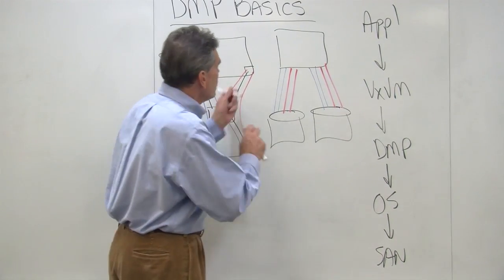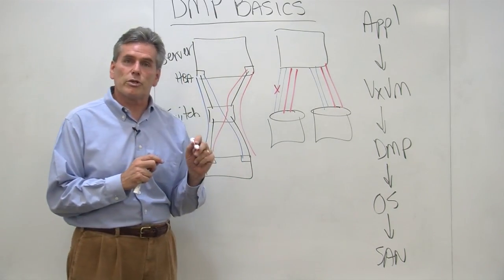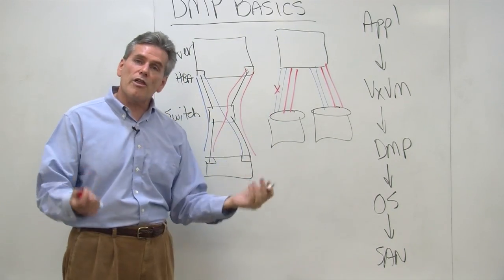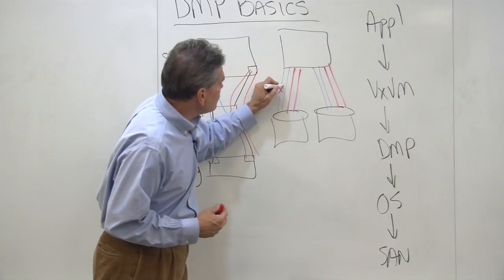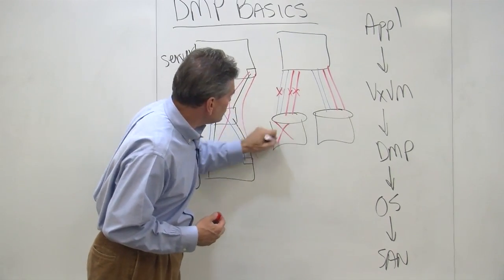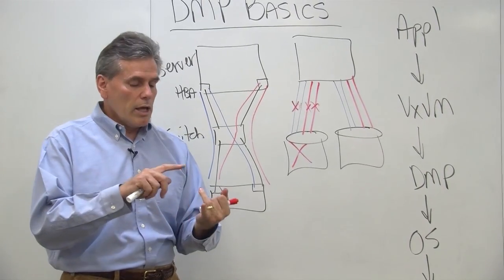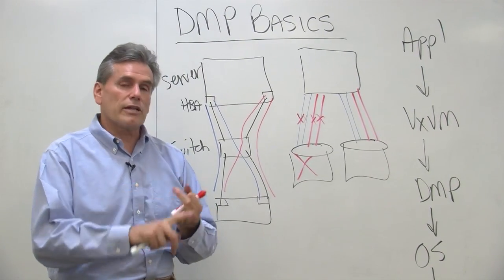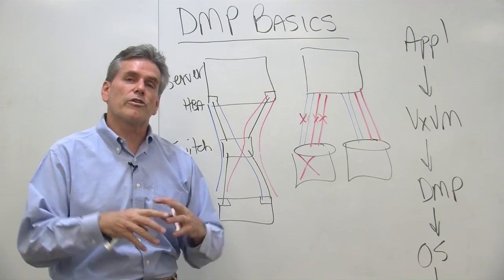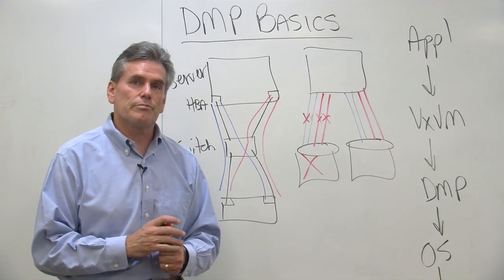So let's say that this path fails for some reason. DMP is going to select another path to go down. If all the paths fail, DMP would actually fail the I/O back to Volume Manager. So device discovery, handling the I/Os, and error detection are the 3 key parts of DMP.